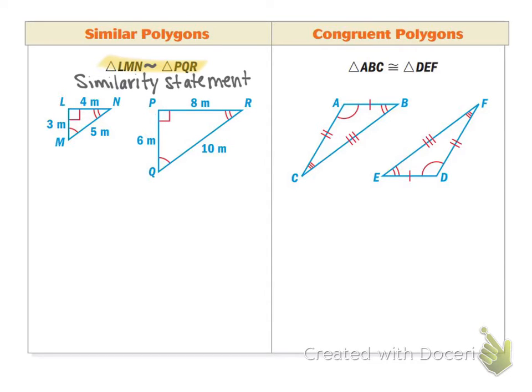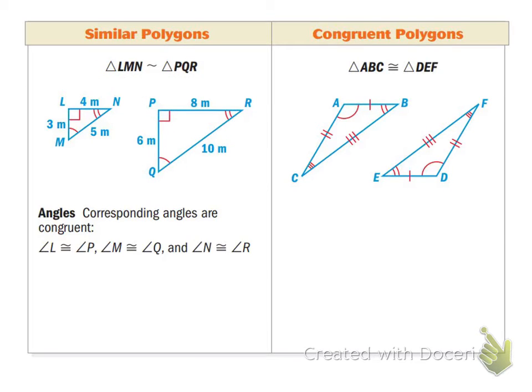Let's talk about their angles. So if we notice, what does angle L correspond with? Angle P, what do we notice about them? They're congruent. What M corresponds with? Q, what do we notice about them? They're congruent. So what we know is that corresponding angles are congruent in similar figures. So go and write that down. Corresponding angles are congruent.